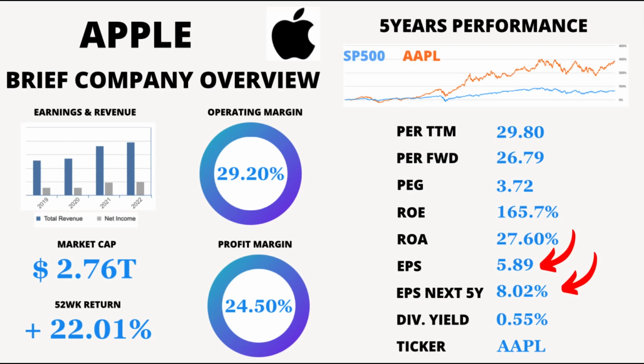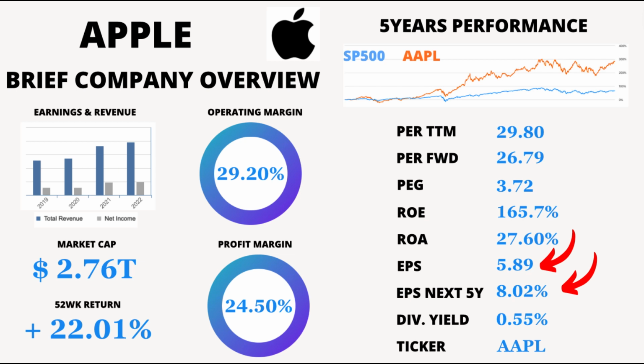Now, let's shift our focus to the earnings per share (EPS). The EPS measures the company's profitability on a per-share basis. Apple's EPS is $5.89, reflecting the portion of their profit allocated to each outstanding share.